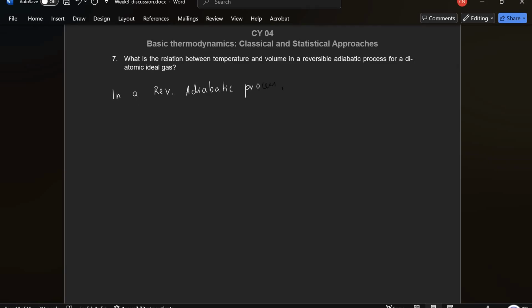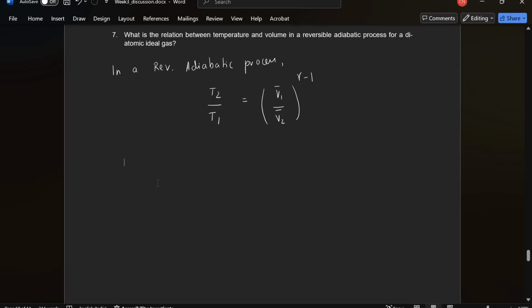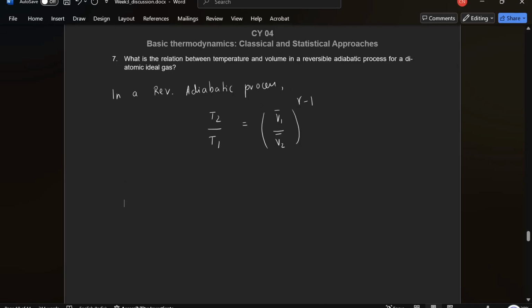as we know from class, the relation between temperature and volume is quite simple. So T2 by T1 is equal to V1 bar by V2 bar raised to the power gamma minus 1. Yeah, so that is quite straightforward.